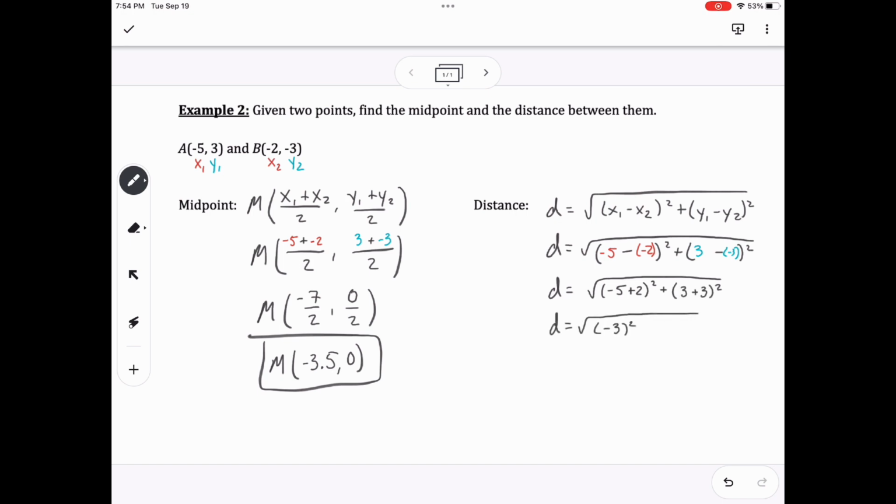So -5 plus 2 gets me -3, 3 plus 3 gets me 6, and squaring both of those gets me 9 and 36. Add them together gets me 45, and then plugging them into my calculator gets me 6.71 as my answer. Okay, have fun.